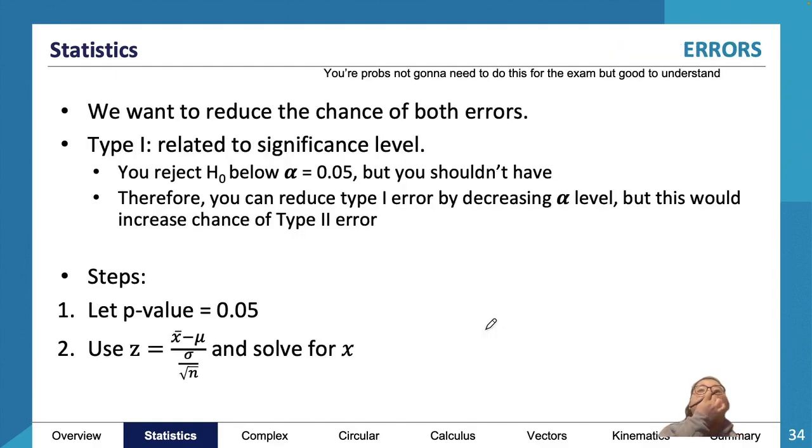So the idea is we want to reduce the chance of both errors. So type 1 is going to be the significance value. So you can reduce the chance of type 1 error by reducing the significance value, but this would also increase the chance of a type 2 error, and that's just essentially because of the graph. So what you want to do is let the p-value equal 0.05 and then solve for x to find what that is.